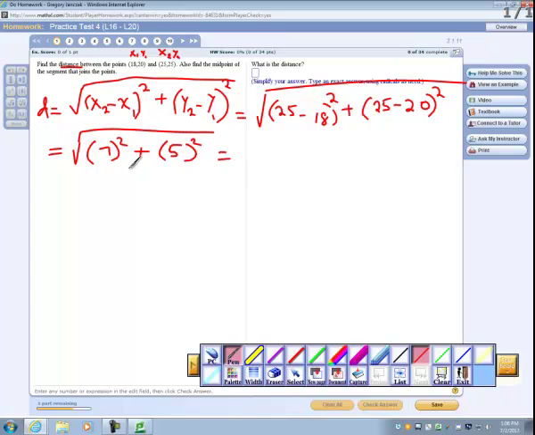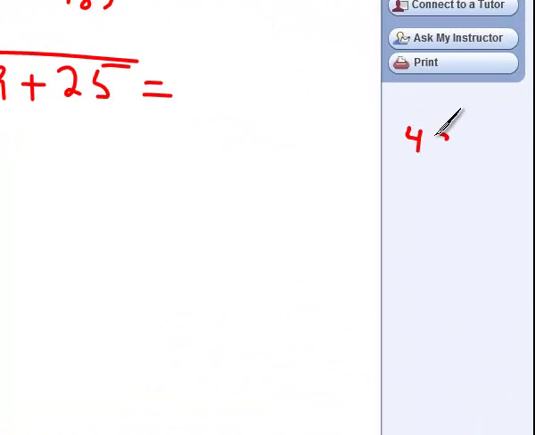And so you're always going to get a positive value because of these squares here. So that'll be the square root of 49 plus 25. And we have to add these 2 together, right? So we have 49 and 25, so that's going to be 74, square root of 74.